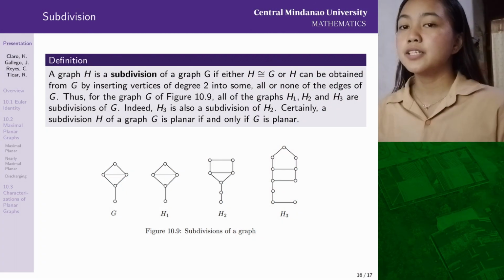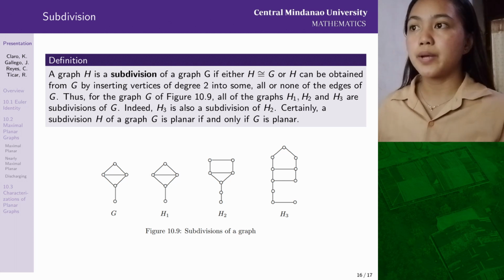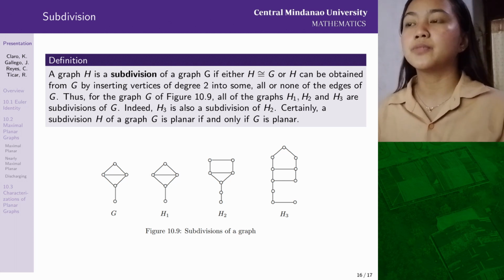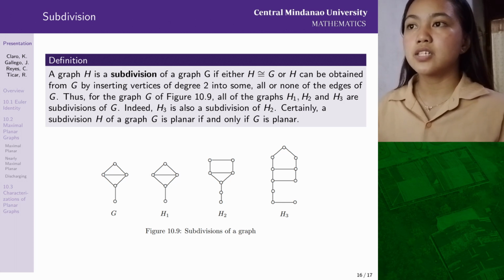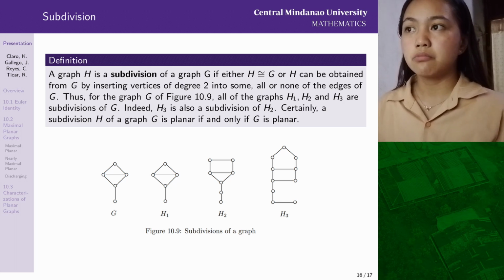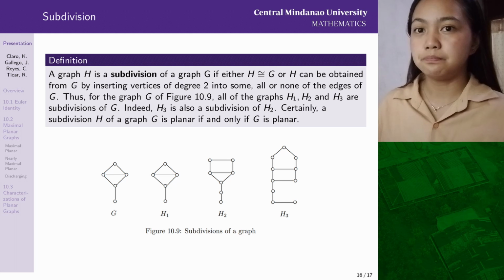So good day everyone. We will be reporting characteristics of planar graphs, under the characterization theorem, but first let us define subdivision. A graph H is a subdivision of a graph G if either H is isomorphic to G, or H can be obtained from G by inserting vertices of degree 2 into some of or none of the edges of G.